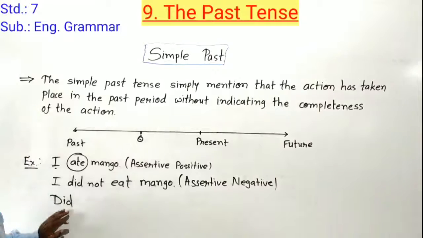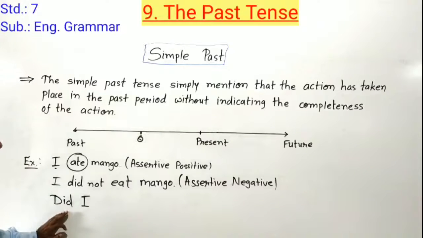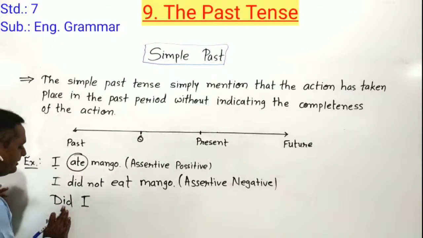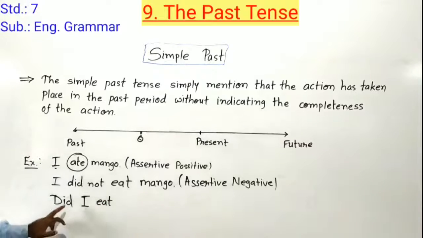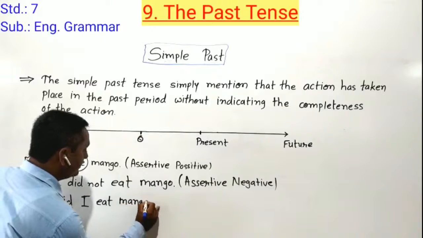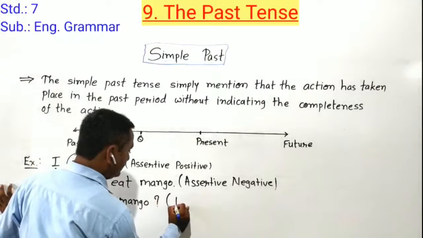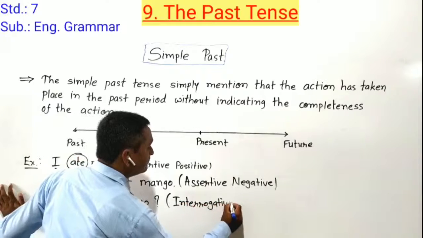An interrogative sentence always starts with a helping verb. So I start with did. Then we put the subject: did I. Then we have to compulsorily convert the V2 form into V1 form. So what do we write here? Did I eat? Can you understand, students? Did I eat mango? And we must put a question mark. So it is converted into an interrogative positive sentence.